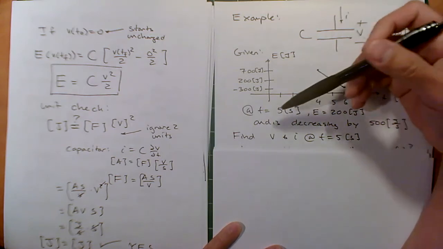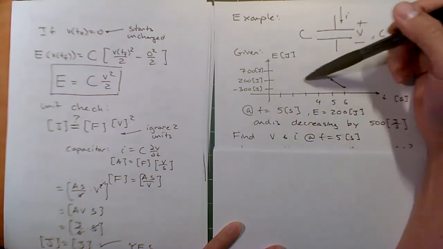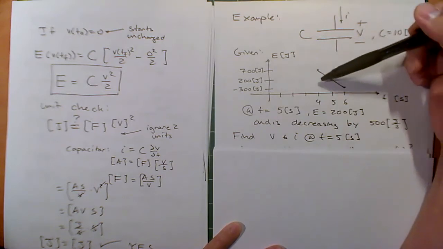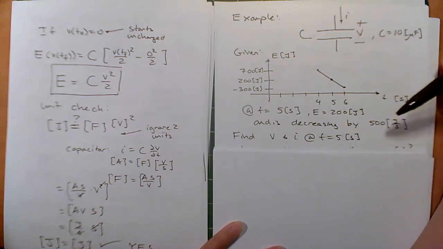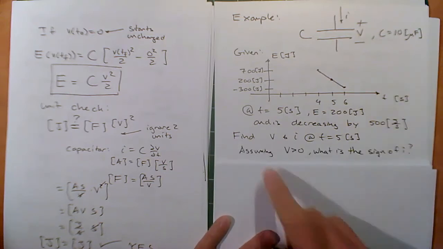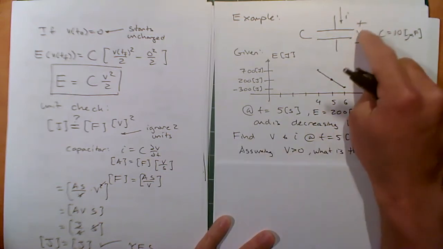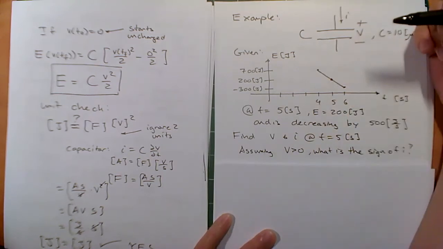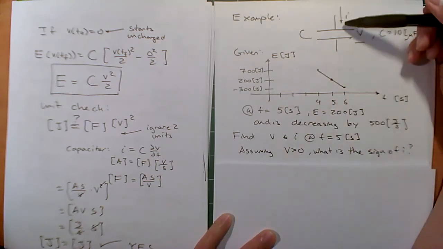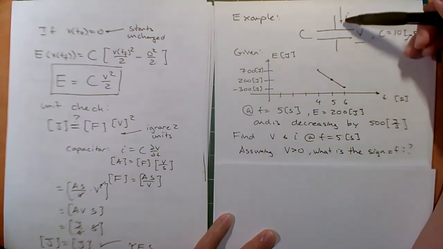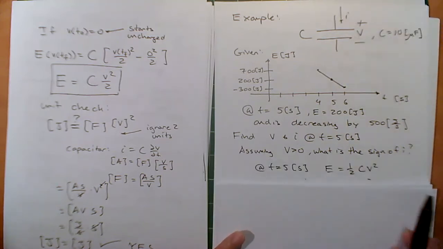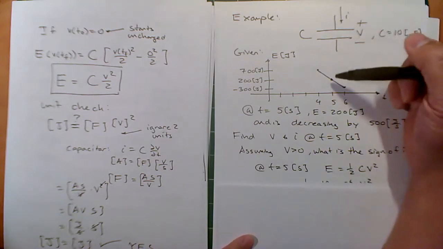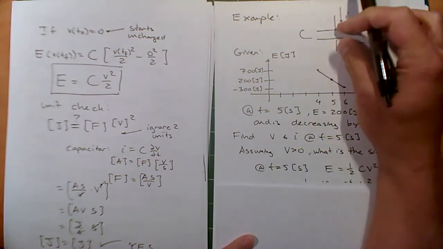And what else do they say? At t equals 5 seconds, the energy is 200 joules and is decreasing by 500 joules per second. So this is the power actually, right? Okay, we've got to make an assumption. Let's assume that this V is positive. Well, if the V is positive, and if this is decreasing power, the sign of I better be negative, right? Because this is probably delivering power. The energy in here is decreasing.